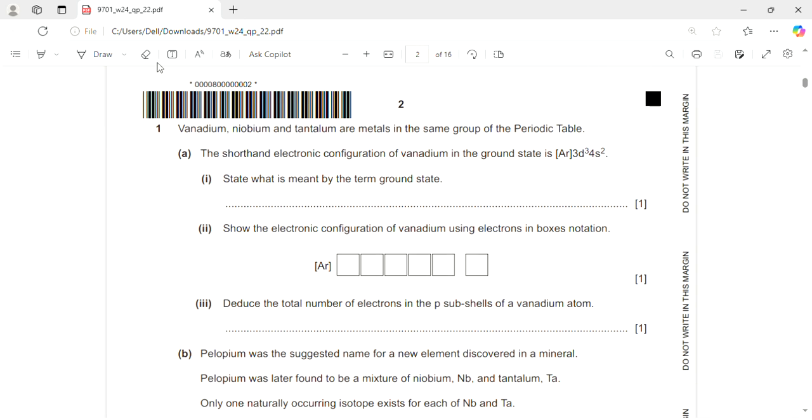State what is meant by the ground state. What is meant by the ground state? We all know what is meant by the ground state: the lowest energy state. All right.